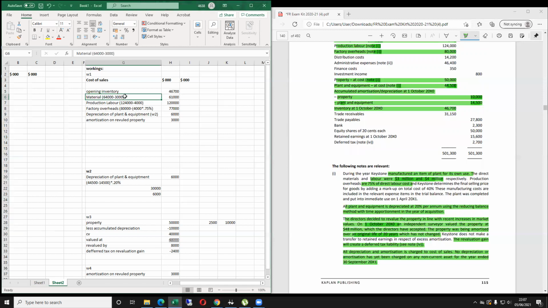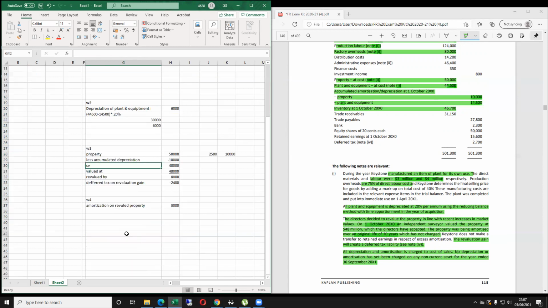See this 3 million, 4 million, and 75% of the labor cost. Let me write it here. Working five: self-constructed plant. So 3 million for the material plus 4 million for the labor plus 75% of the direct labor as production overheads. Where did you get the production overheads from? 75% of the labor cost: 75% of 4000 gives 3000. So production overhead is 3000.